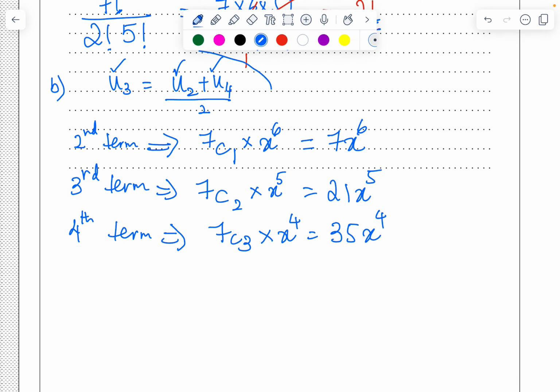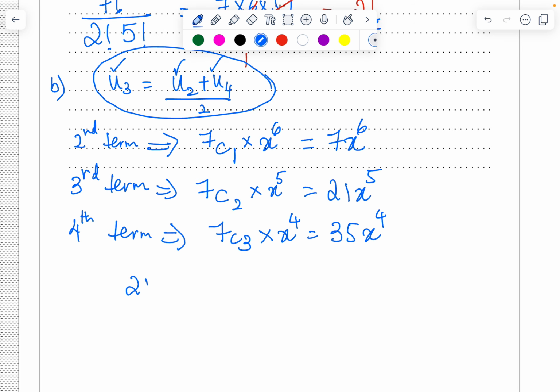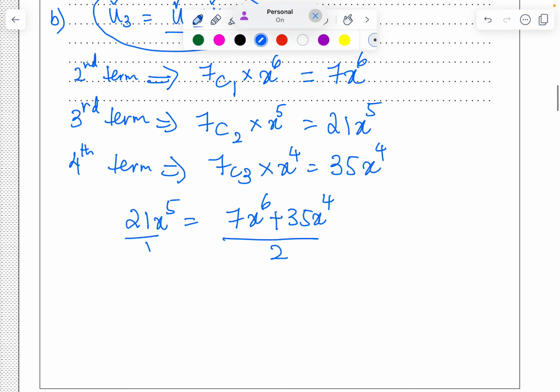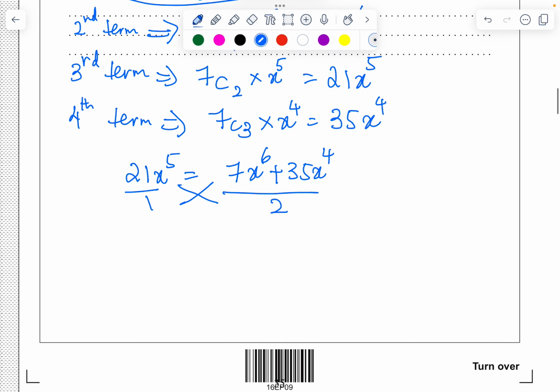So now let us look at the condition here. What does the condition say? u3 is equal to, which is 21 x to the power of 5 is equal to (7 x to the power of 6 plus 35 x to the power of 4) divided by 2. Whenever there is a fraction, we always cross multiply. So 7x to the power of 6 plus 35x to the power of 4 is equal to 42x to the power of 5. So I'll bring all the terms together.